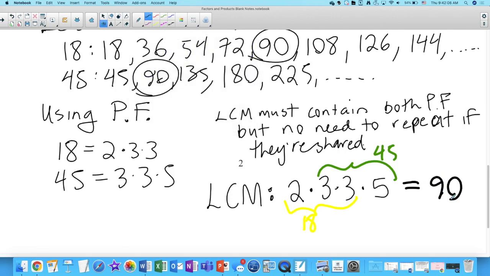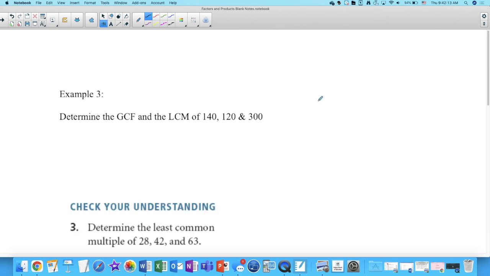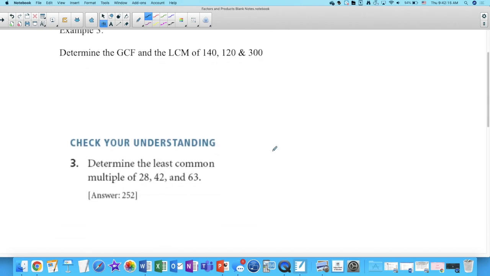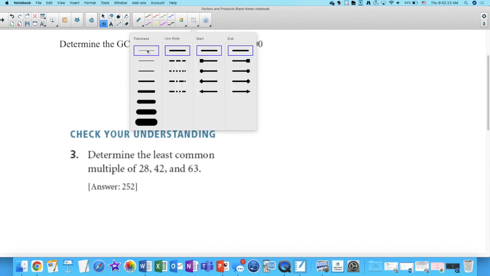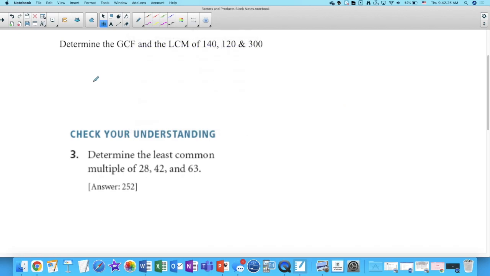No? All right, so let's try another one of these. Determine the greatest common factor and the least common multiple of these numbers. Okay, so for both cases, I need to start with the prime factorization. So if I'm looking at 140, then I can divide that by 2, and that's 2 times 70. I can divide that by 2 again, that's 2 times 35. And then this I can divide by 5. 5 times 7.